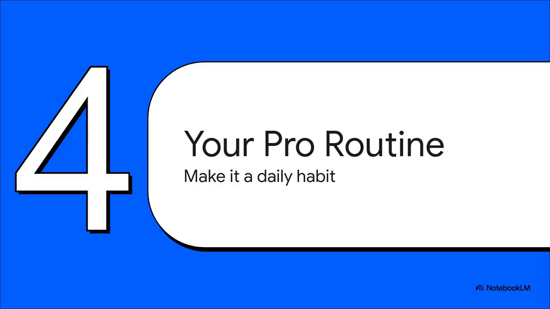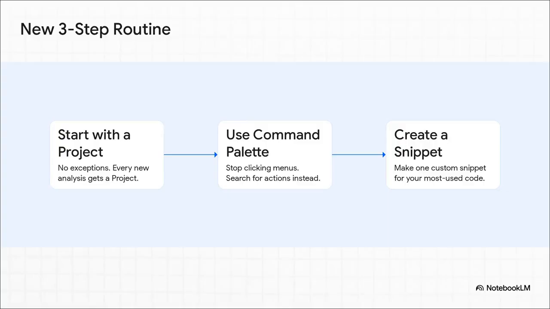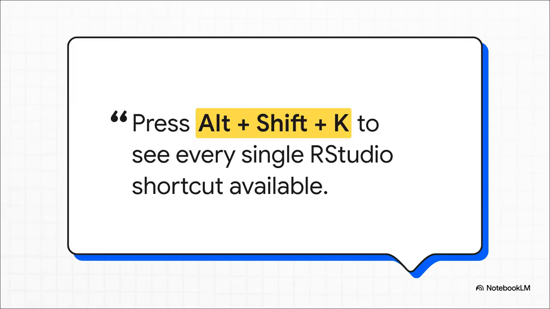So let's talk about how to actually integrate these tools into a powerful daily routine so that they become second nature. It's this simple. Number 1, start every single new analysis inside a project. No exceptions. Number 2, the very next time you go to click on a menu item, just stop, open the command palette instead, and search for it. And 3, identify one piece of code you type all the time and create a custom snippet for it. Today. That's it.